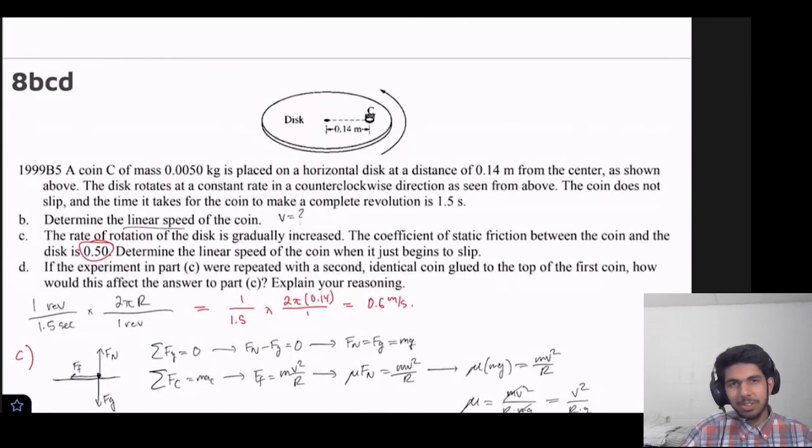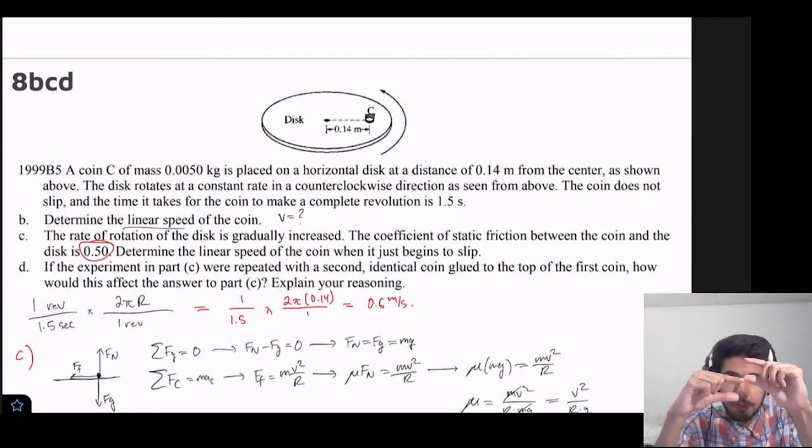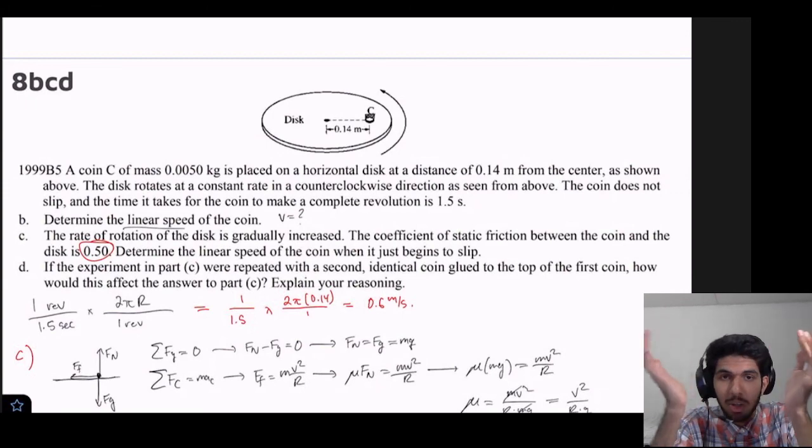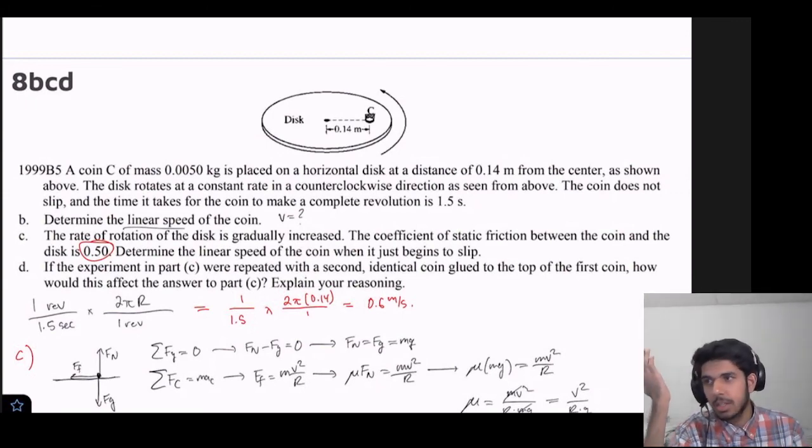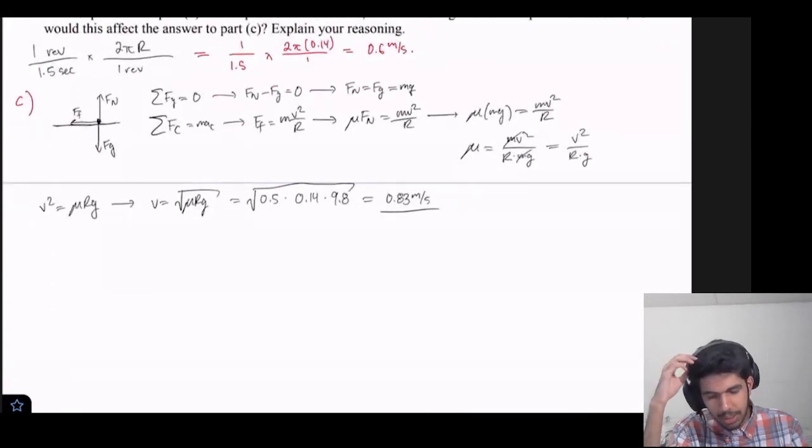When a coin is glued on top of another coin, I can just treat that as one total coin with the same mass as the combined coins. So if the first coin had mass m and then we glue another coin of mass m on top of it because it's identical, I can just treat that as one coin of mass 2m. So if we look at our equation for v, which is what we're asked to look at, that only depends on mu, r, and g.